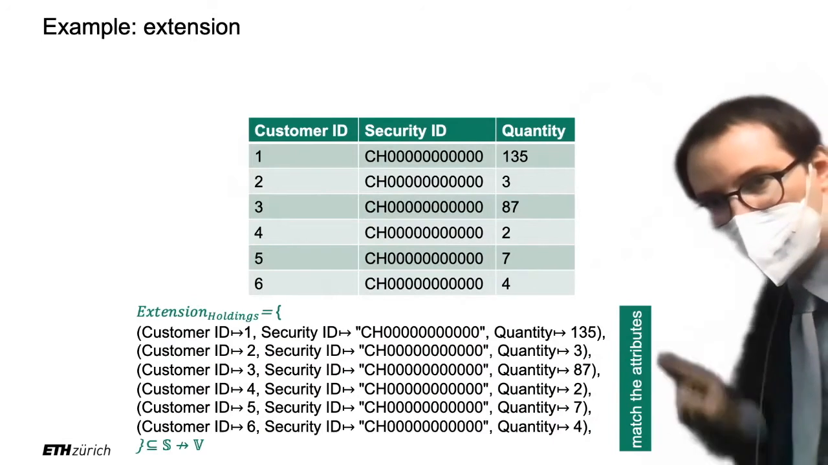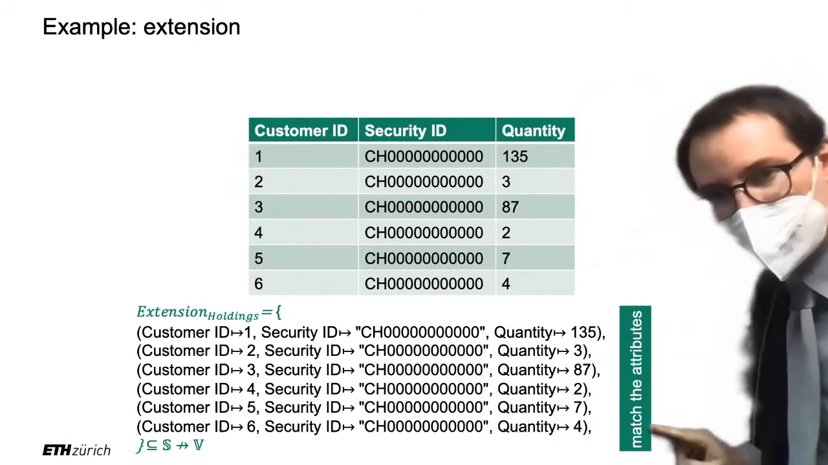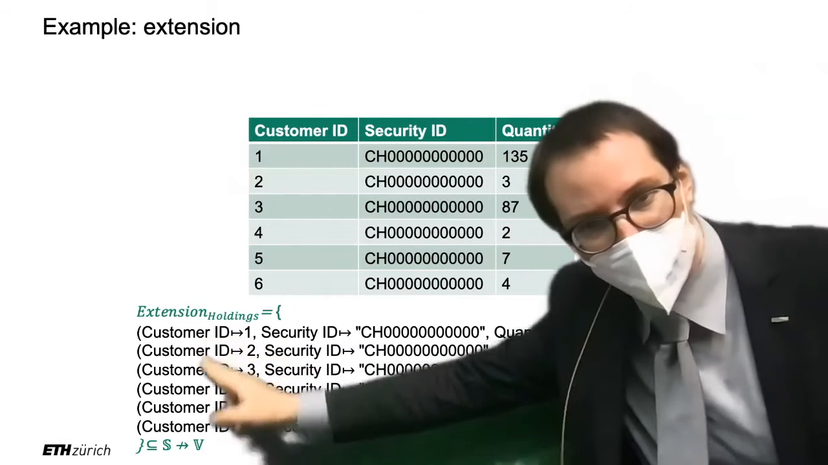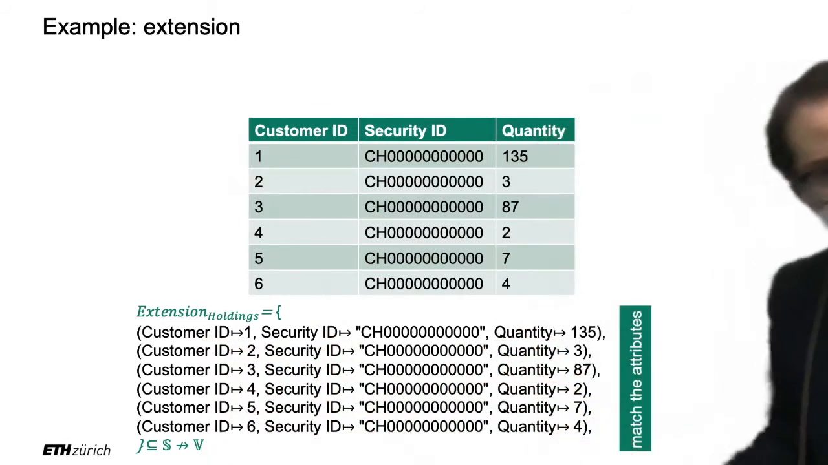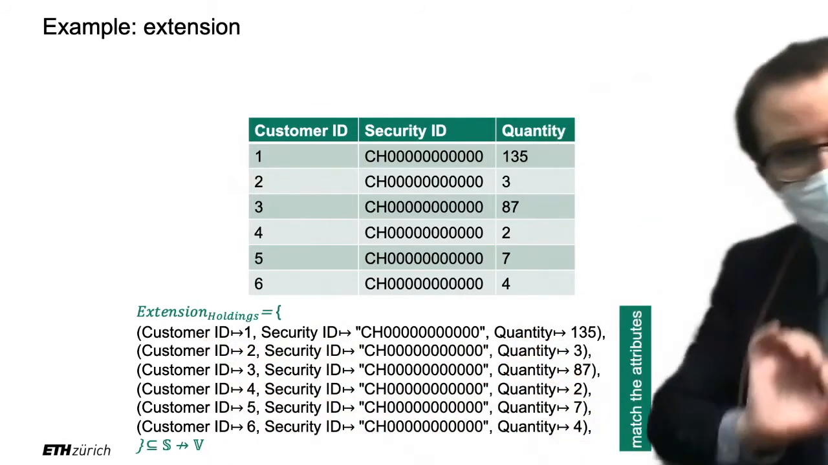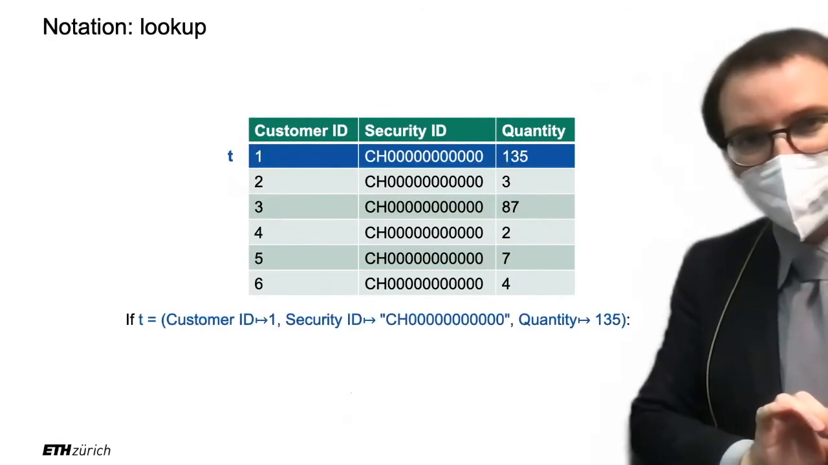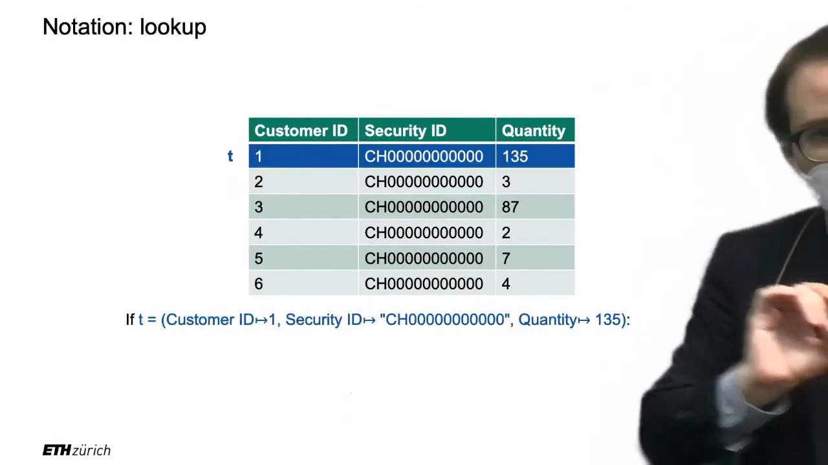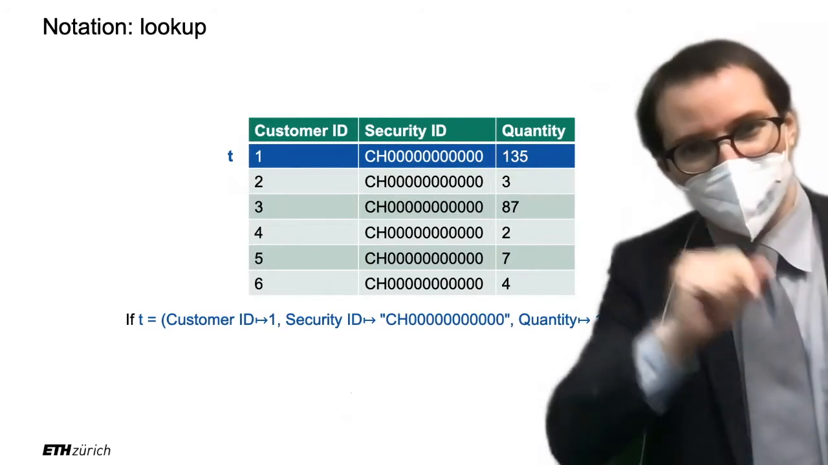So this here must have the same support. And you see they have the same support. It's every time customer ID, security ID, quantity. So this matches the definition of a relational table. Now, we are coming back to the question you asked earlier about T1, T2.